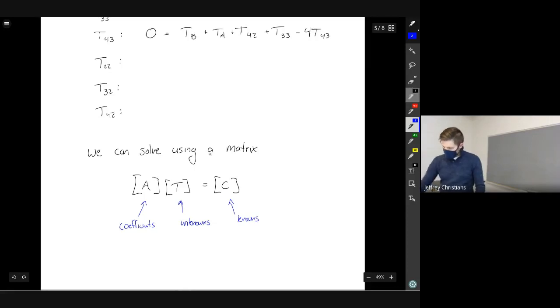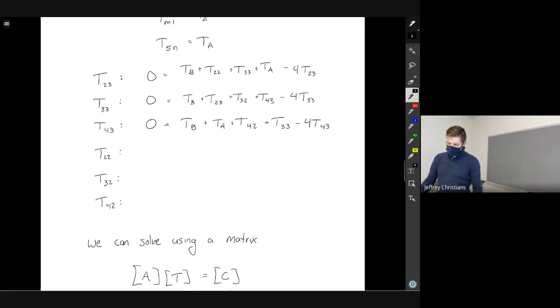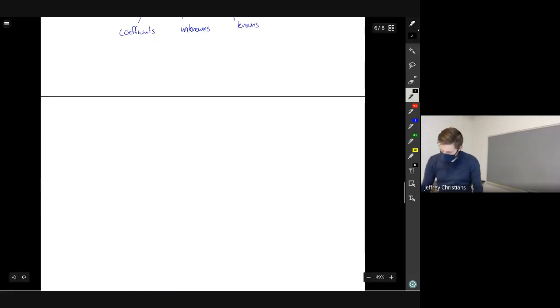So rather than writing out all of the equations, let's look at how we would put this in. If we look at the matrix that we would set up, it's going to be kind of big and ugly. We have our 6 unknown temps.